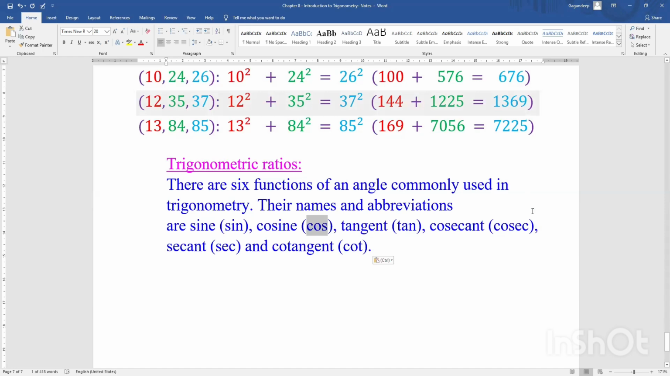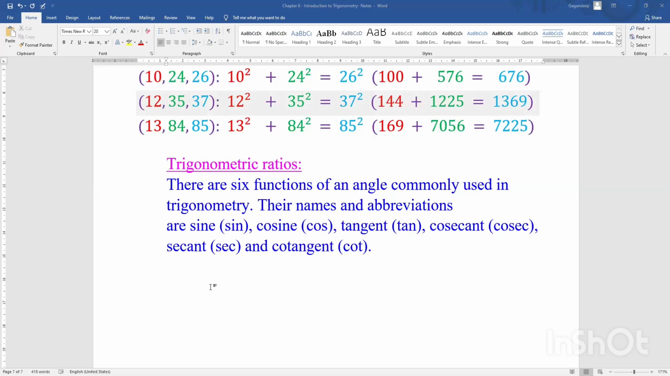Some people, even in computers, write it as csc. Even in textbooks we have seen it written as csc, for cosecant theta. And then we have secant, sec, and cotangent, cot. So totally there are six trigonometric functions that we are going to discuss now.